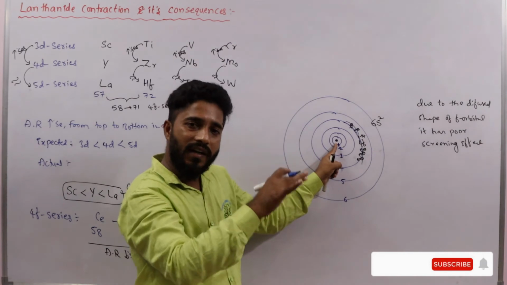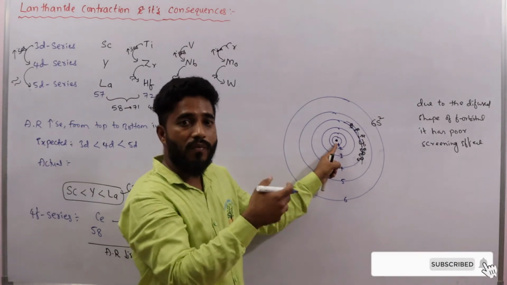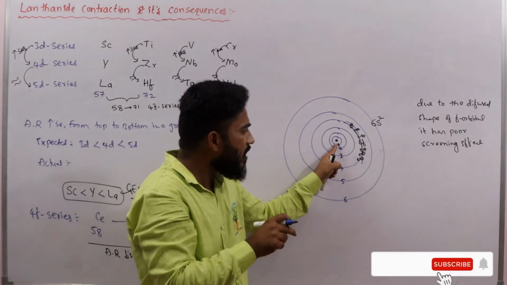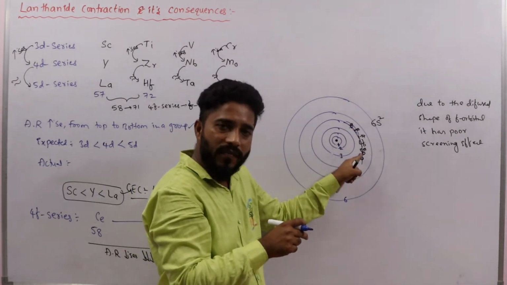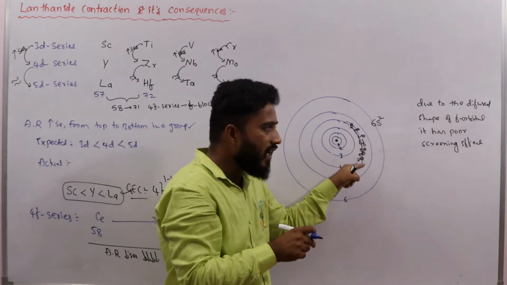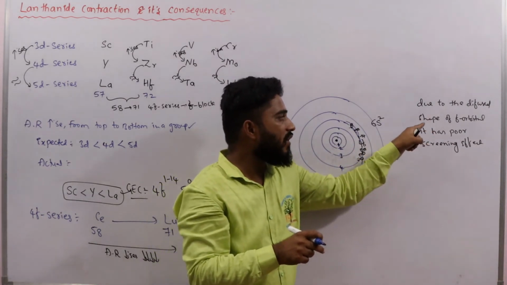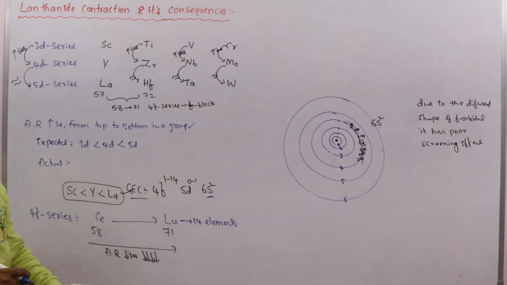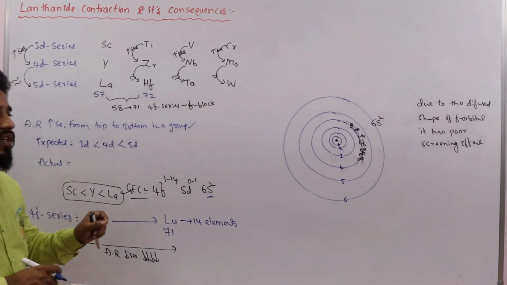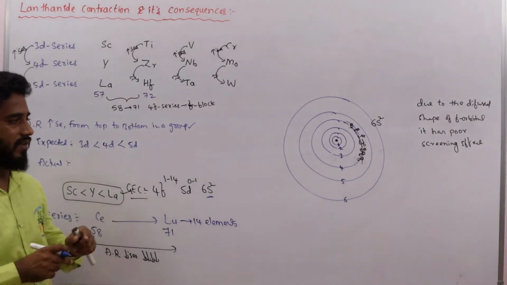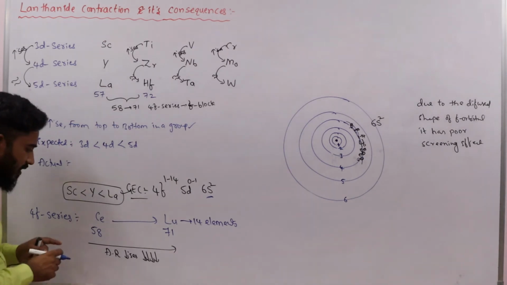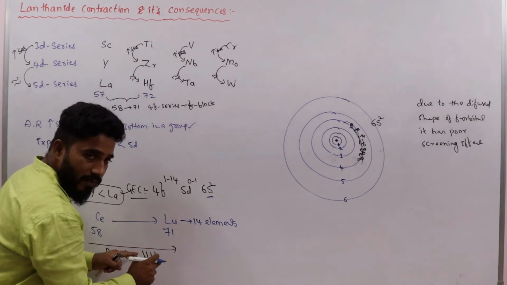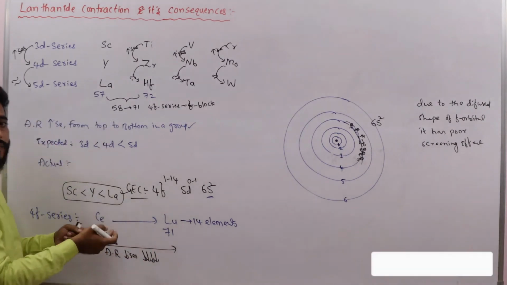When the nucleus attracts this outermost electron towards it, automatically what will happen? Atomic radius decreases. More decrease is present here. Why? Due to the poor shielding of f orbitals. Why is poor shielding present? Because of diffused shape, f orbital shows poor shielding or screening effect. Then because of that, from cerium to lutetium, atomic radius or atomic size decreases more and more.